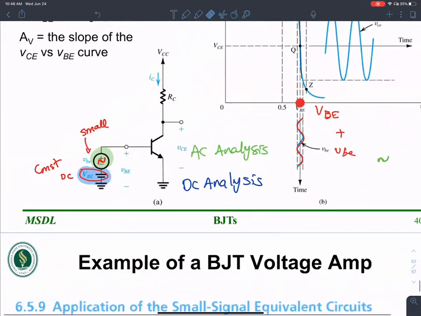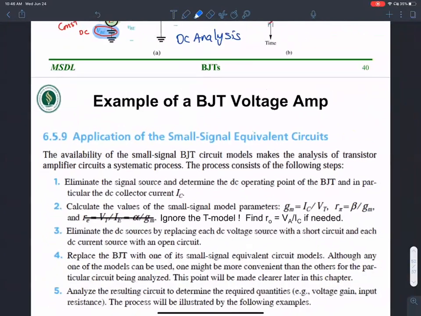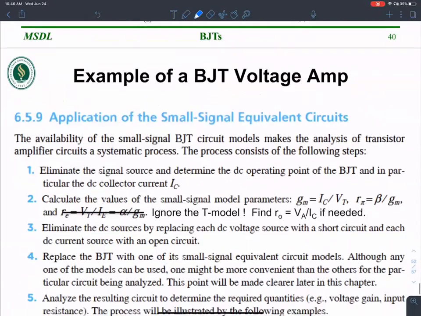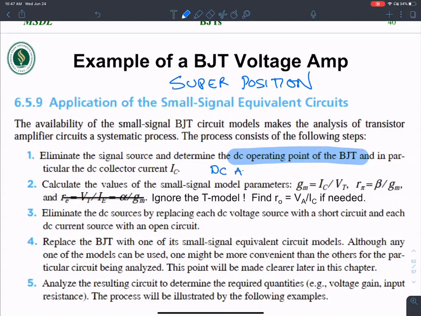So the analysis is simple. The application of the small signal equivalent is simple. What we do is first eliminate the signal source and determine the DC operating point. So we do the large signal analysis. The underlying scheme is the application of superposition. We first do the DC analysis.